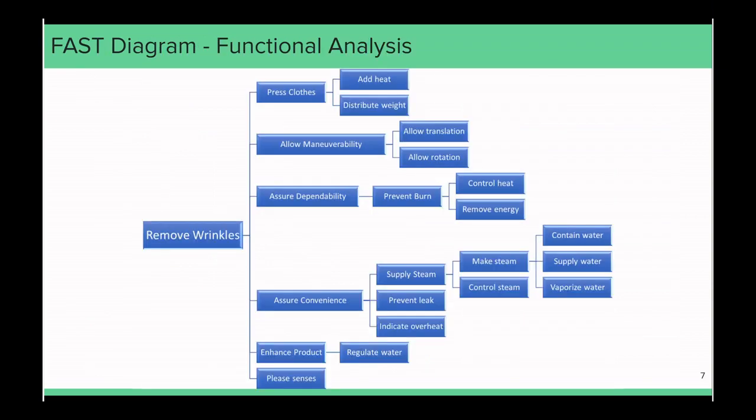Here is our first diagram. We have one main functive branch that relates to removing wrinkles. This task function is performed by the basic function of pressing clothes by adding heat and evenly distributing weight. The second basic function is to allow translation and rotation. The other functions are to prevent burns, prevent water leaks, indicate overheating, and provide steam.